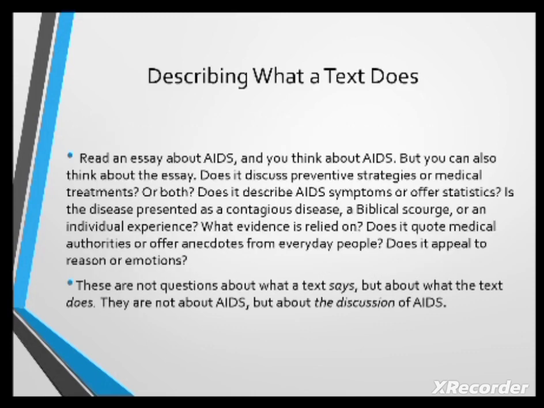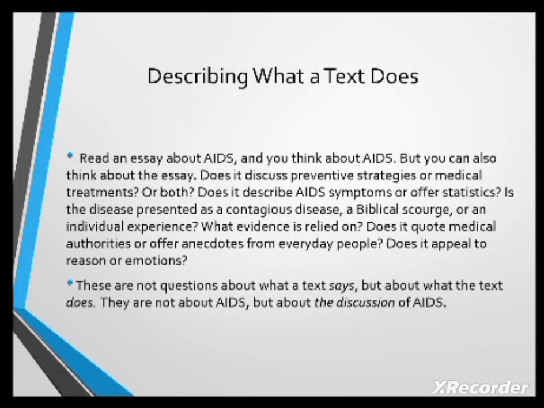Now, describing what a text says. Read an essay about AIDS and you think about AIDS. Okay, but you can also think about the essay. Does it discuss preventive strategies or medical treatments or both? Does it describe AIDS symptoms or other stats? Is the disease presented as a contagious disease, a biblical scourge, or an individual experience?